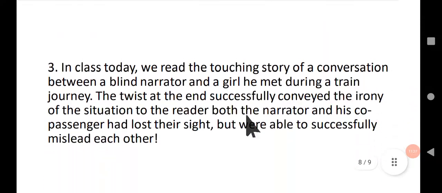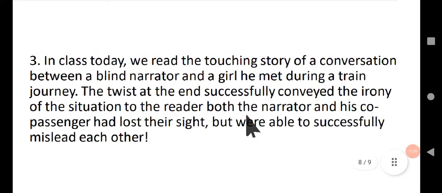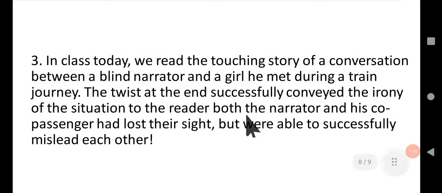Next, this is the third one we have here. Look at this. In class today, we read the touching story of a conversation between a blind narrator and a girl he met during a train journey. Let us understand the nouns here.